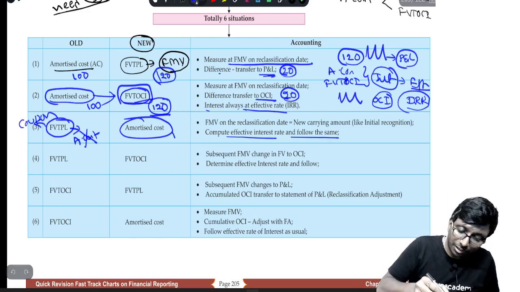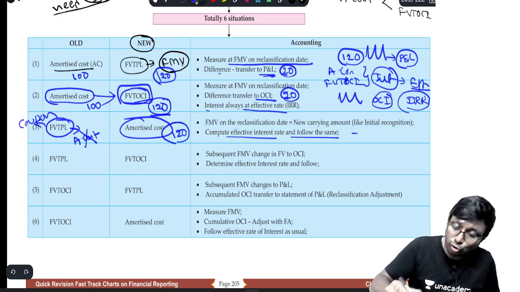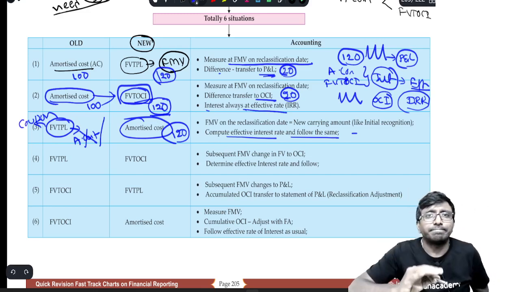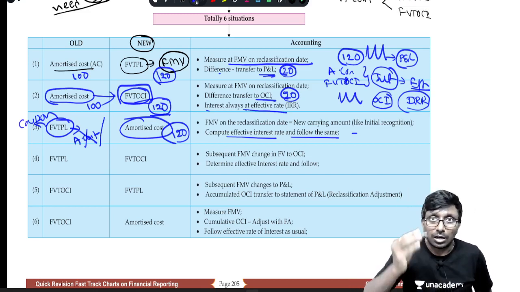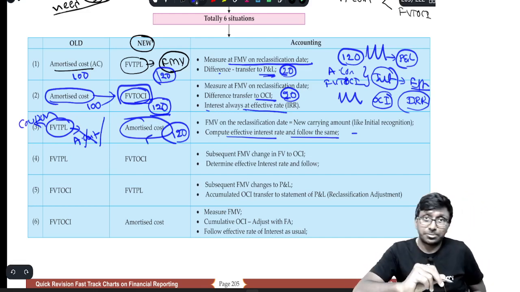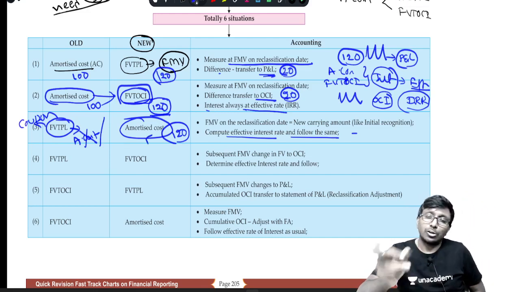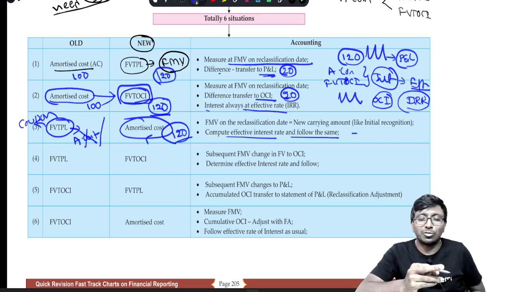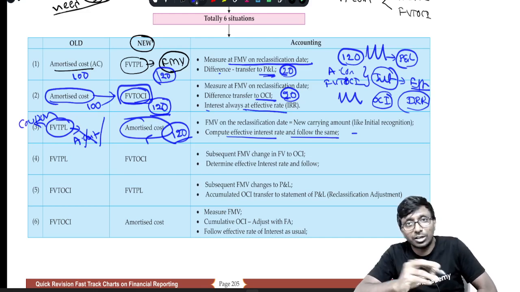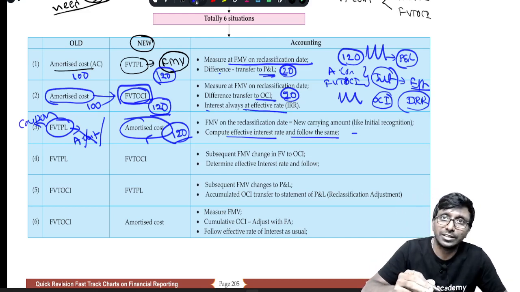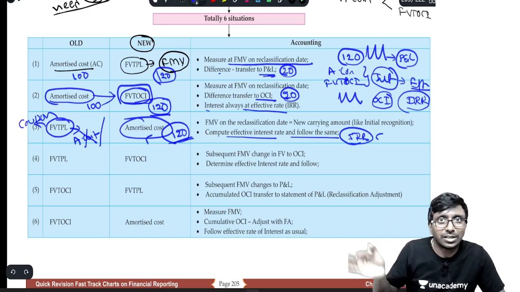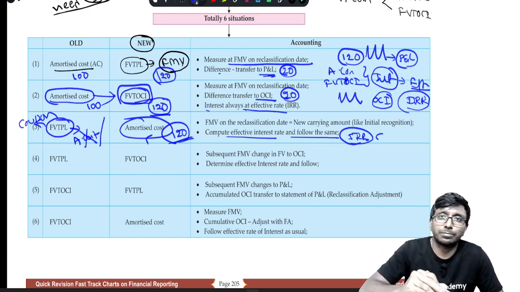Today the fair market value is equal to 120, as I told you. You should assume that the FVTPL asset is sold today, and the amortized cost asset is bought afresh today. If you buy today, at what rate will you buy? 120 only. The market value is 120, so I will buy at 120. How can it be a different number? So now, using 120, calculate your IRR. That is the effective rate of interest you are supposed to follow.